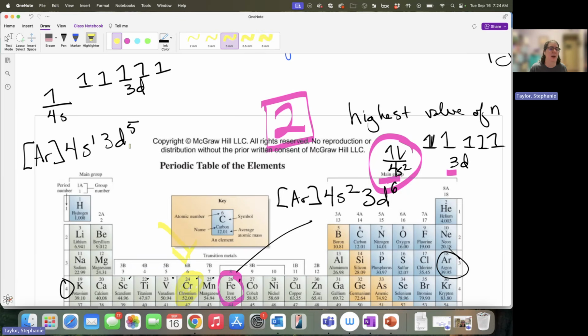So we are still looking for the highest value of n. I still have 2 values of n, 4 and 3. So 4 is where all of my valence electrons are coming from. And for chromium, then I only have 1 valence electron. So you're always looking for the highest value of n, and in transition metals, that means you have either 1 or 2 valence electrons, depending on if we asked you about an exception or about one that follows the rules.